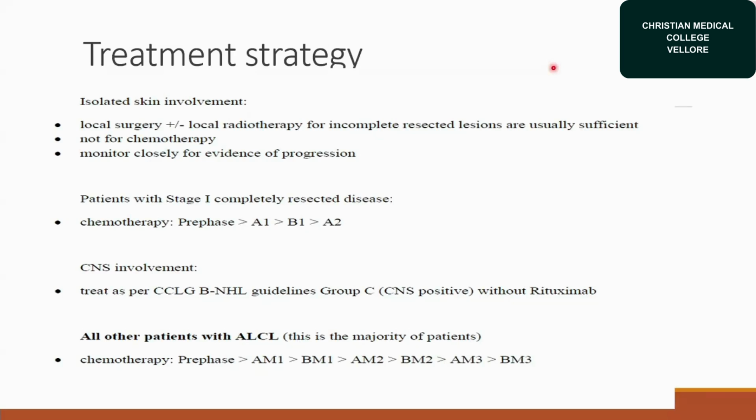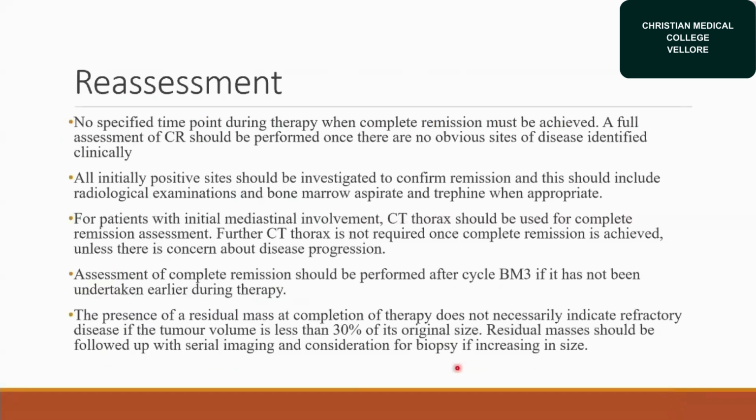And the rest of the patients, so the majority of our ALCL patients, will come here. They are neither stage 1 nor do they have CNS involvement, and they all get this prephase, which is essentially cyclophosphamide, steroid, and AMBM. So reassessment here is not very standardized. Because it is a biologically a little different disease, there is no specified time point during therapy when CR should be obtained. Obviously, before you end your therapy, we would like to document remission. But even documentation of remission is not very clear, in the sense that if there is no increase or progression in disease, we are actually okay to wait and watch.